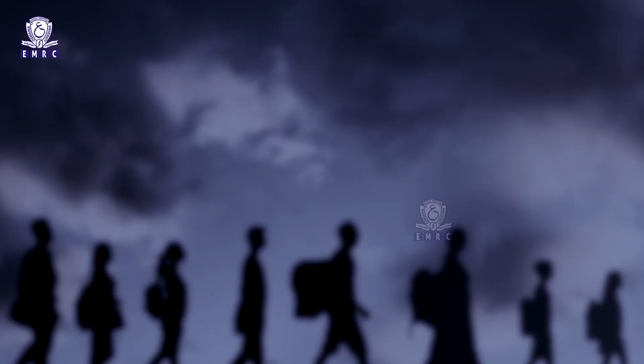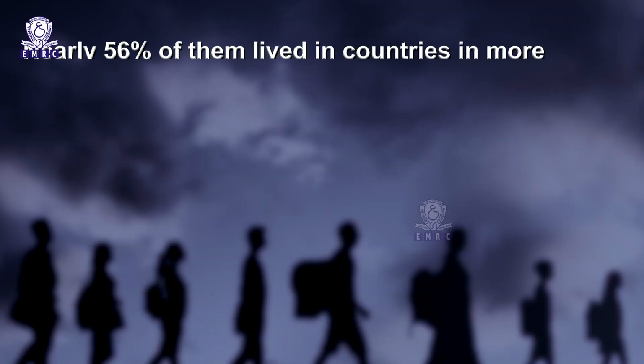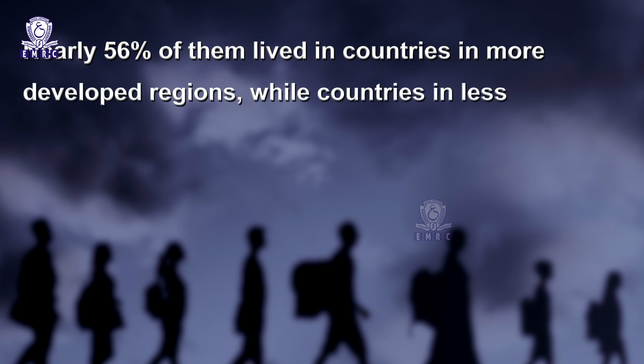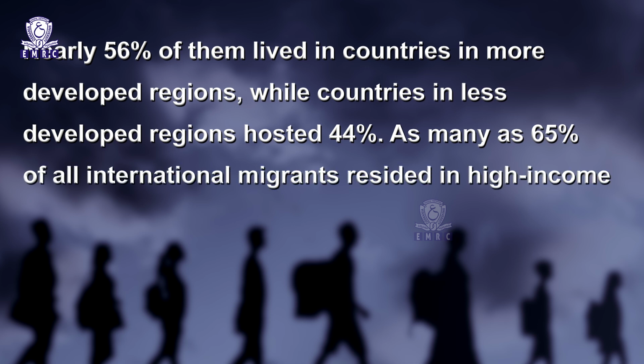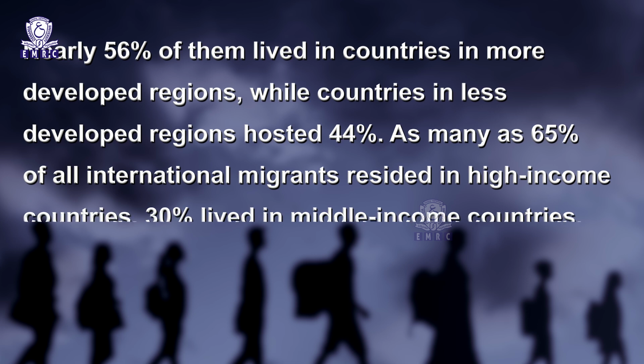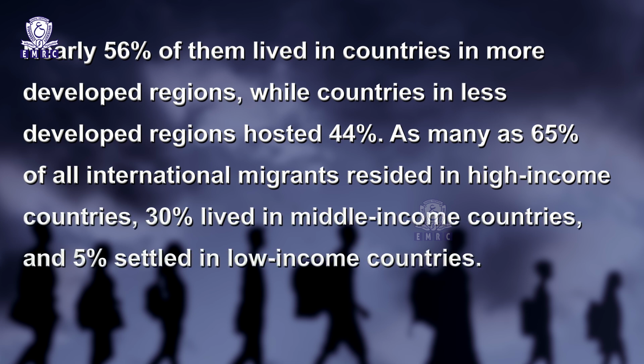The number of international migrants worldwide reached an estimated 272 million in 2019. Nearly 56% of them lived in countries in more developed regions, while countries in less developed regions hosted 44%. As many as 65% of all international migrants resided in high income countries, 30% lived in middle income countries and 5% settled in low income countries.